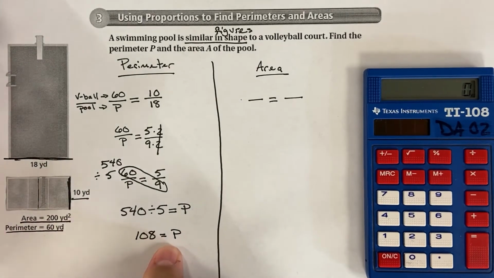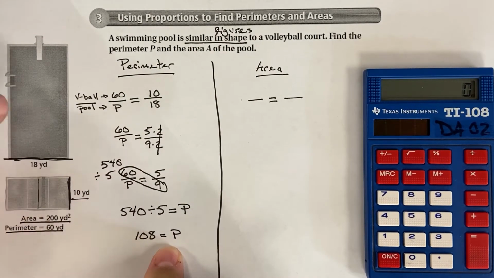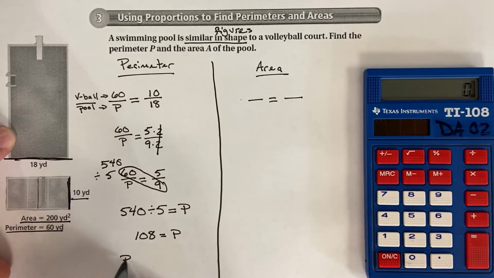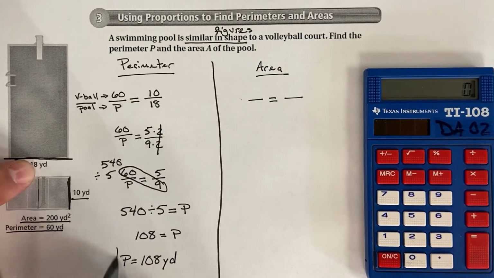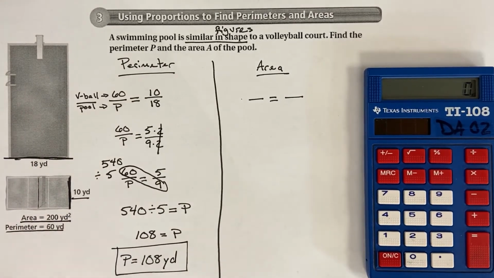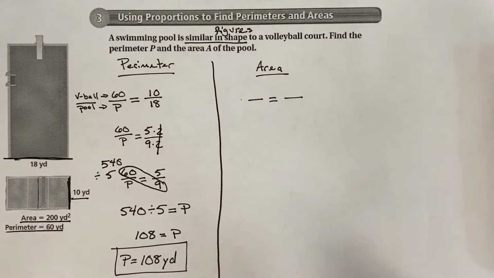So the perimeter of my pool, because remember, that's what I'm missing. Pool, that's where my P is. The perimeter of my pool is equal to 108 yards, since it's a single dimension, and we have my answer for perimeter. I'm going to move my calculator while I go ahead and move. I was just showing that we are going to be using it.